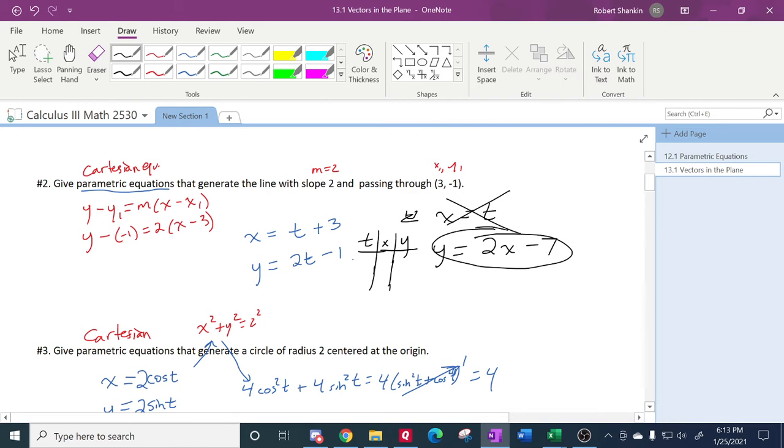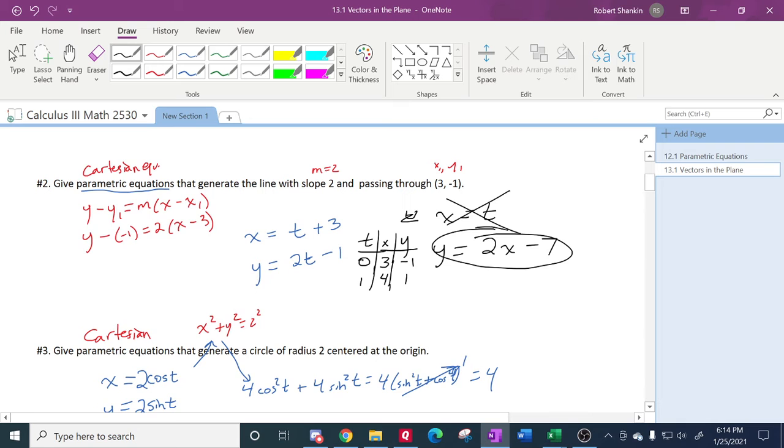Okay. Yes, suppose, let me give a couple. If I take t equal to 0 here, we're going to wind up with 3 for the x and negative 1 for the y. And if t is equal to 1, we're going to come up with 4 for the x, and we're going to come up with 2 minus 1, which is 1 for the y.